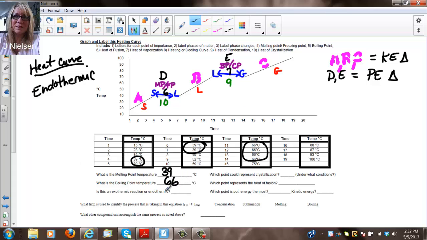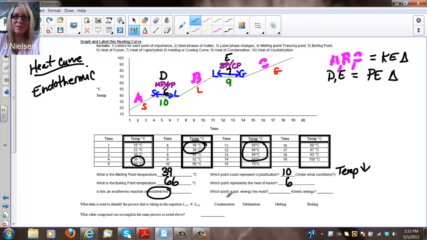We already said that it's endothermic because it's uphill. What point could represent crystallization? So we said that crystallization is the opposite of melting, number 10. So this could happen right here at 10. And under what conditions? Well, temp would have to be decreasing. Which point is heat of fusion? Heat of fusion is melting, so we said that was 6.